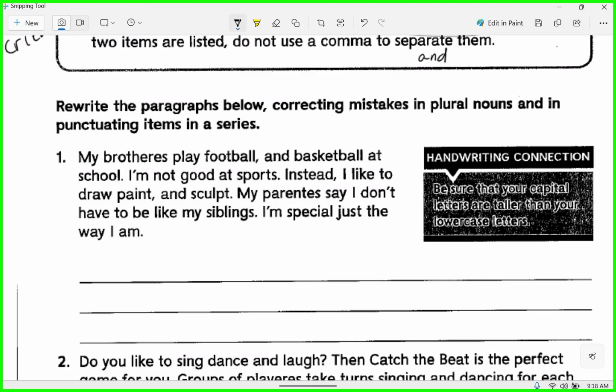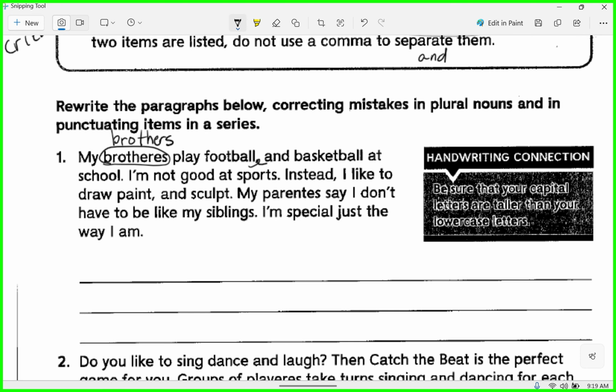What corrections do you need? Which one do you see first? I'm seeing this one here. What's wrong with this? You don't need an ES, do you? My brothers play football, right? And basketball at school. Do we need a comma there? No. Let's get rid of that comma. My brothers play football and basketball at school.